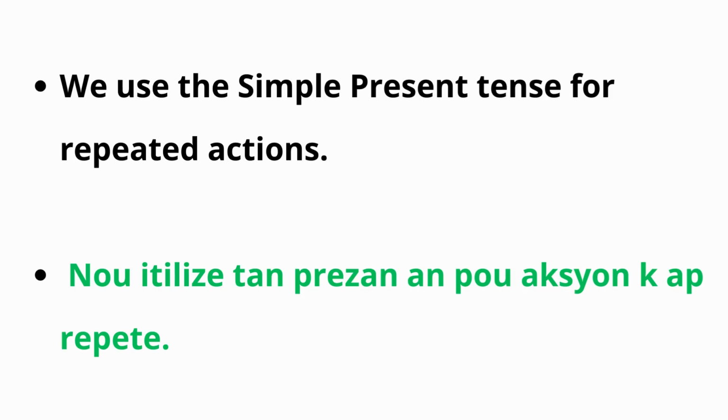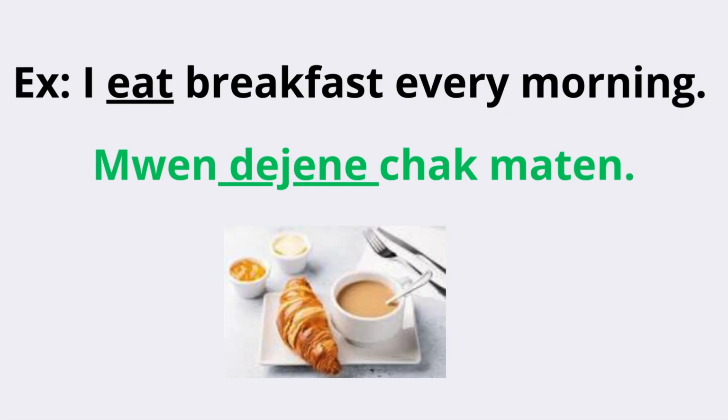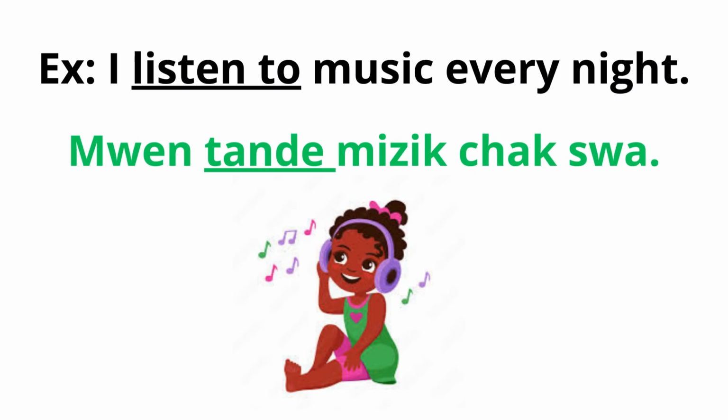We use the simple present tense for repeated actions. For example, I eat breakfast every morning. I eat breakfast every morning. I listen to music every night. I listen to music every night.